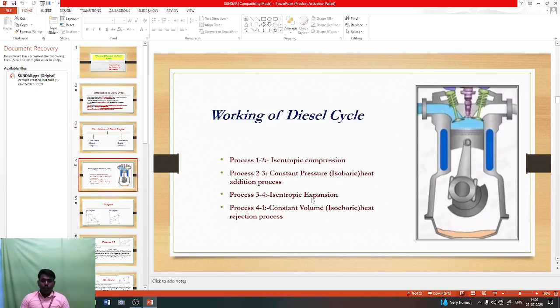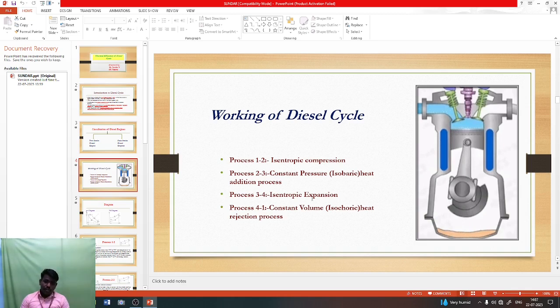Now, the working of the diesel cycle. As I already explained in slide number 2, we have four processes. Process 1 to 2, isentropic compression. Process 2 to 3, constant pressure heat addition process, or isobaric. Process 3 to 4, isentropic expansion process. Process 4 to 1, constant volume heat rejection process.